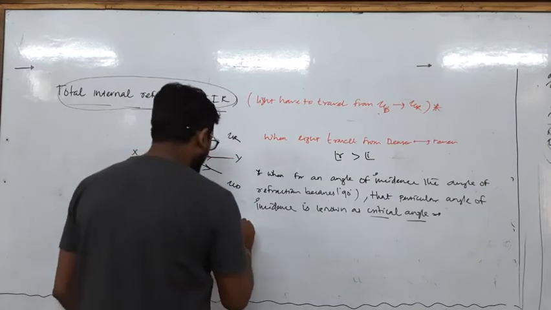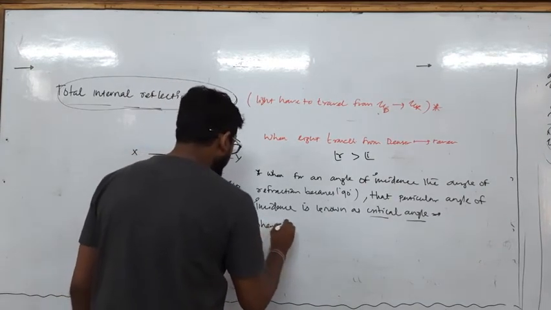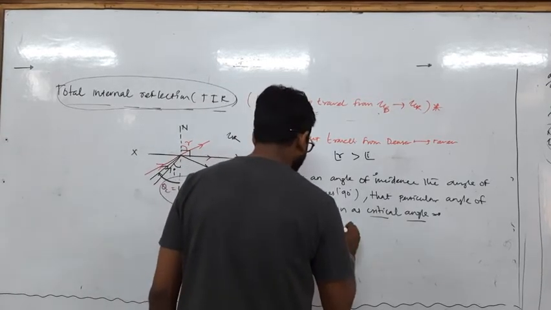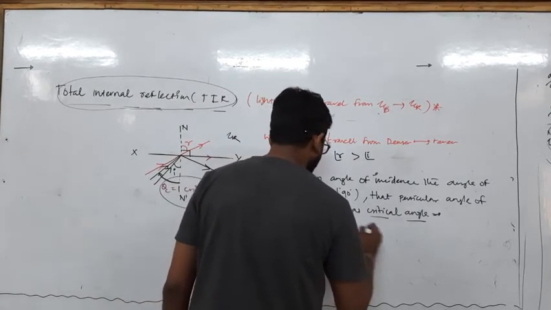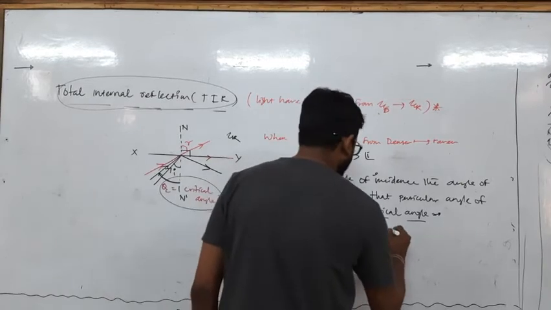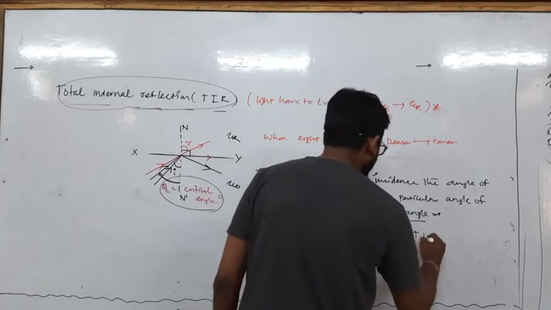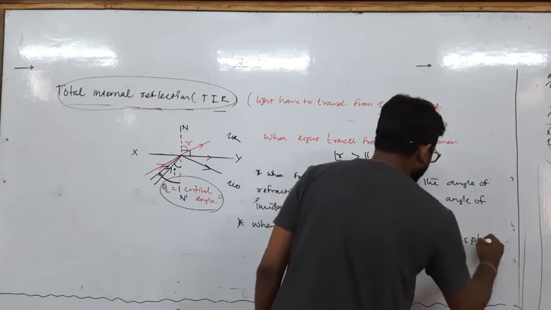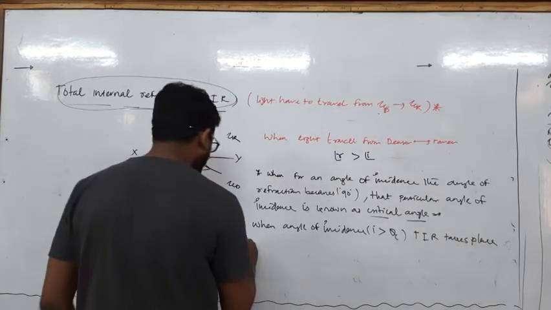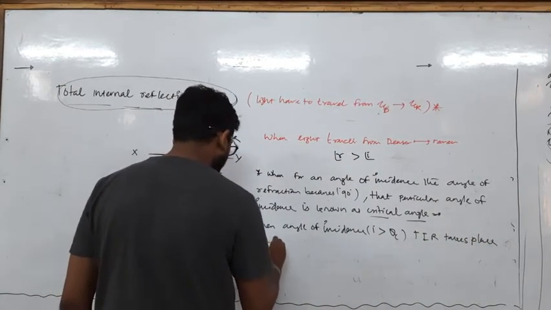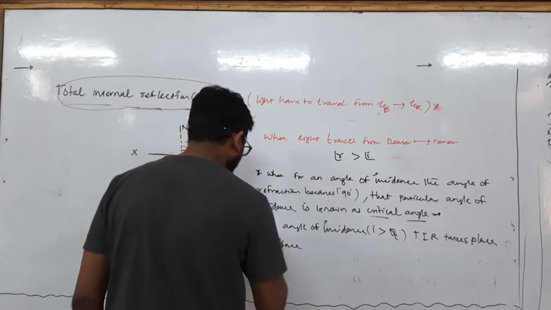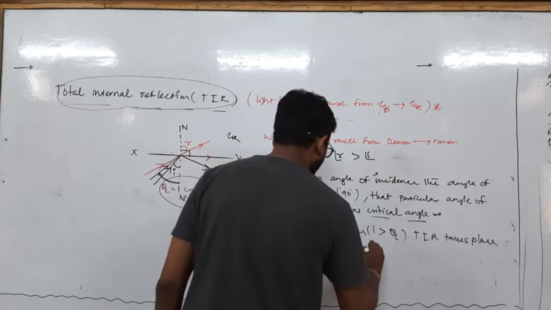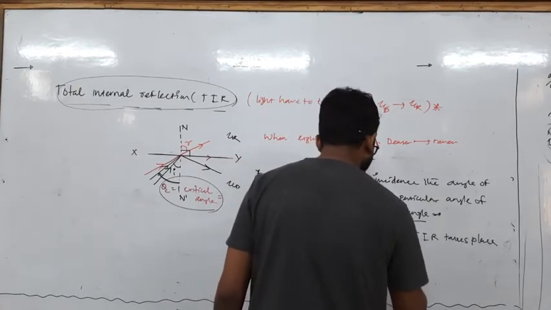So when the angle of incidence I is greater than the critical angle, TIR takes place. The interface behaves as a reflecting surface.